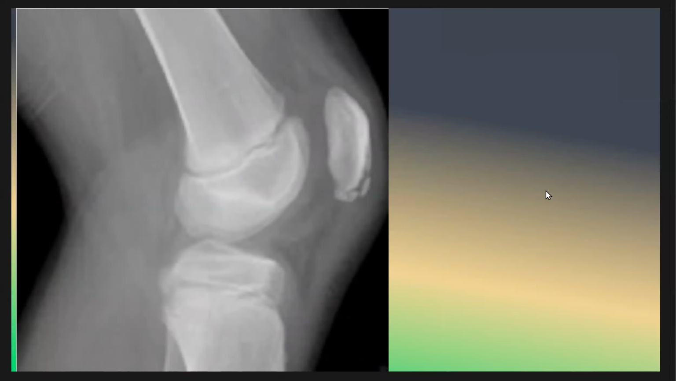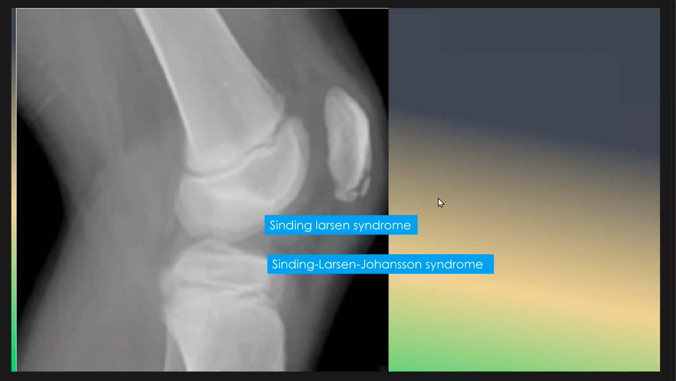Here, what does this patient have? This patient has multiple repeated microtrauma, and we have ossification or calcification of the patellar tendon, and this is called Sinding-Larsen-Johansson syndrome. And this patient, what do you think the patient has?